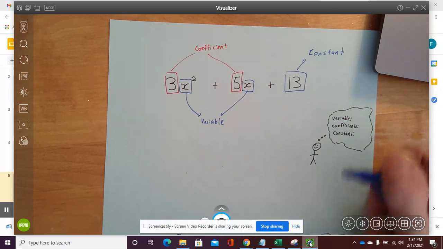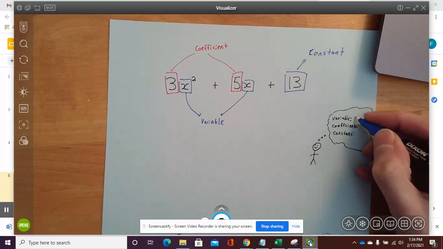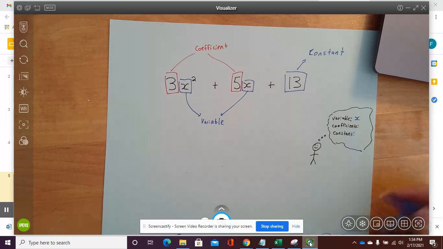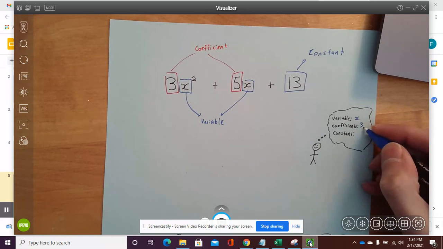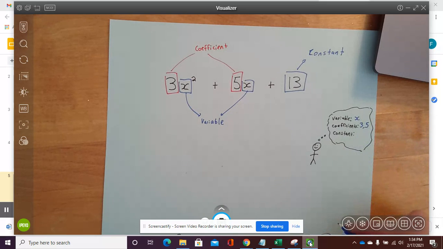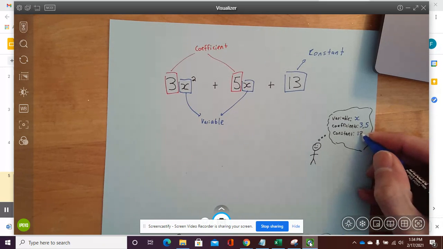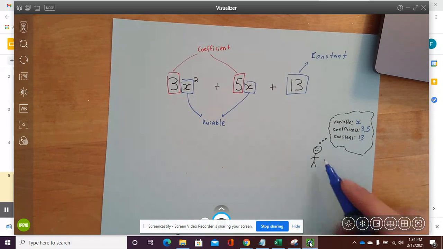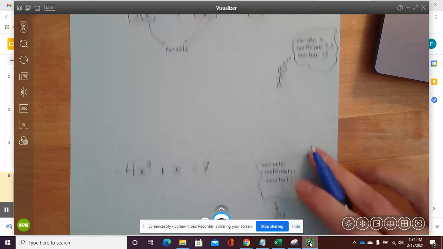So if I was going to write down what is my variable in this problem, well, what letters did we use? Only x. What are the coefficients? Well, I had 3 and I had 5. And then what was my constant? Well, it was 13.